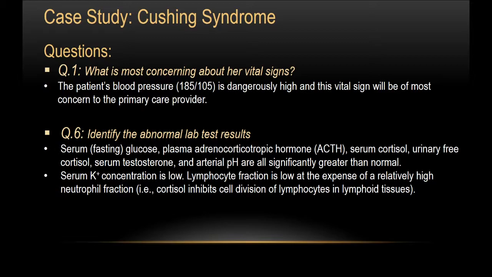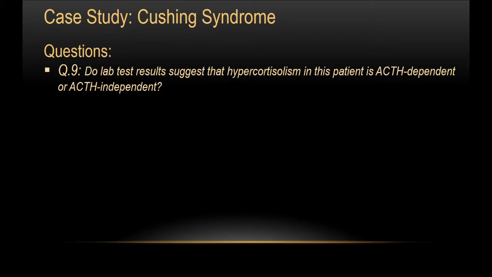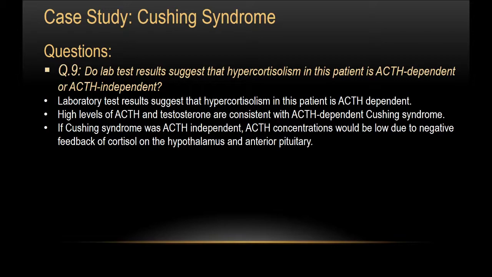Do lab test results suggest that hypercortisolism in this patient is ACTH dependent or ACTH independent? Lab results here suggest that this hypercortisolism is ACTH dependent. Why? High levels of ACTH and testosterone are consistent with ACTH dependent Cushing syndrome. That's why the ACTH is high, and this is the cause of elevated cortisol. If Cushing syndrome was ACTH independent, then the ACTH concentrations would be low due to the negative feedback of cortisol on the hypothalamus and the anterior pituitary.